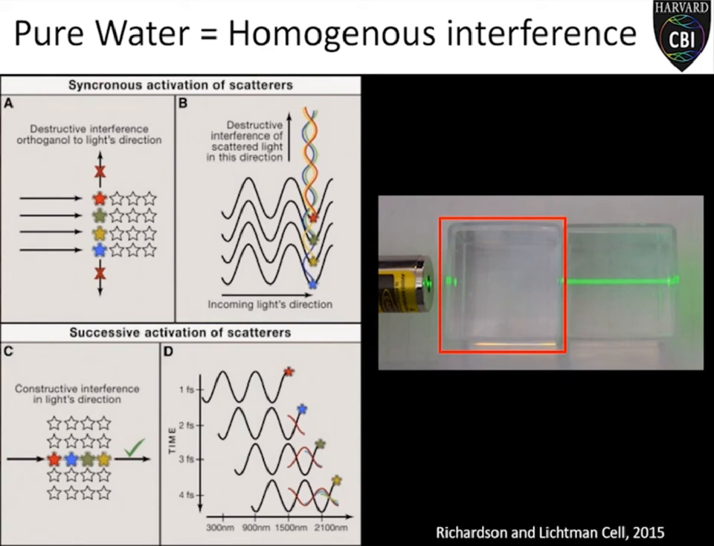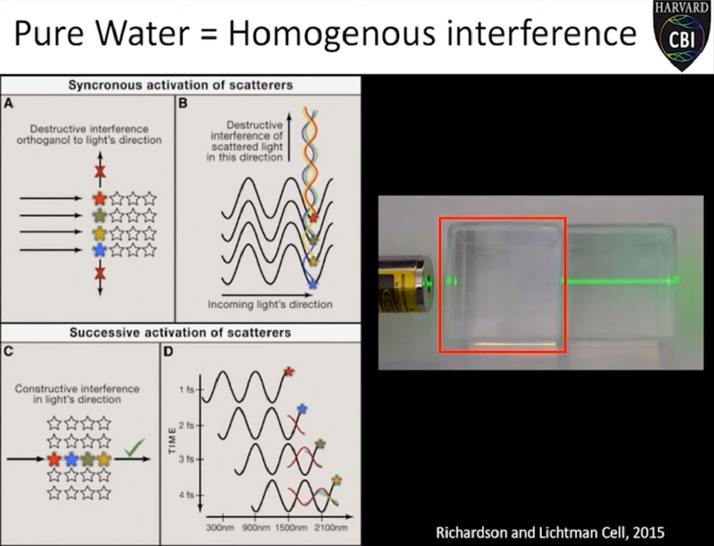And so if we go down to 3 femtoseconds, we now see that the scattered light from the red molecule and the scattered light from the blue molecule are actually constructively interfering. So these are actually adding up with one another. And this continues with the green molecule and the yellow molecule. So only in that forward direction are we actually getting an additive effect of the light.